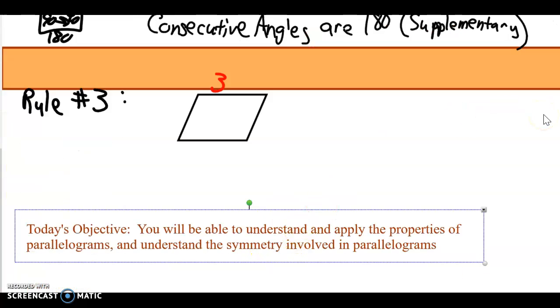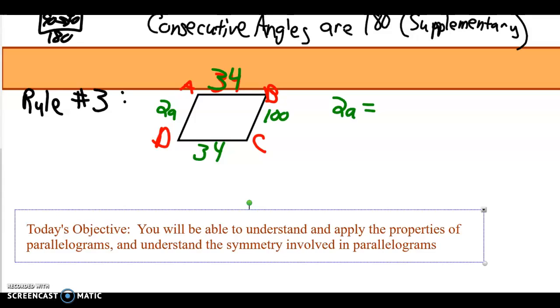Rule number three. This is the third rule, my favorite rule, which is if AB is 34, and this is a parallelogram, then DC is 34. If AD is 2A, then BC is 100. So 2A equals 100, you got to set them equal to each other. Opposite sides.